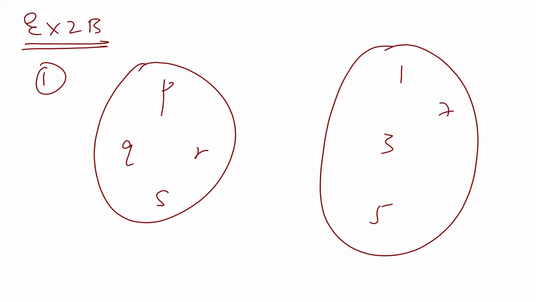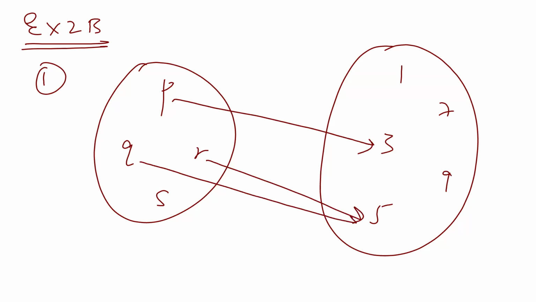And the mappings are given. So P is mapped to 3. I'll draw this for you. R is to 5, sorry, and then Q is to 5 and S is to 7. S is mapped to 7. Okay. So now they are asking you domain, codomain, and range for this.